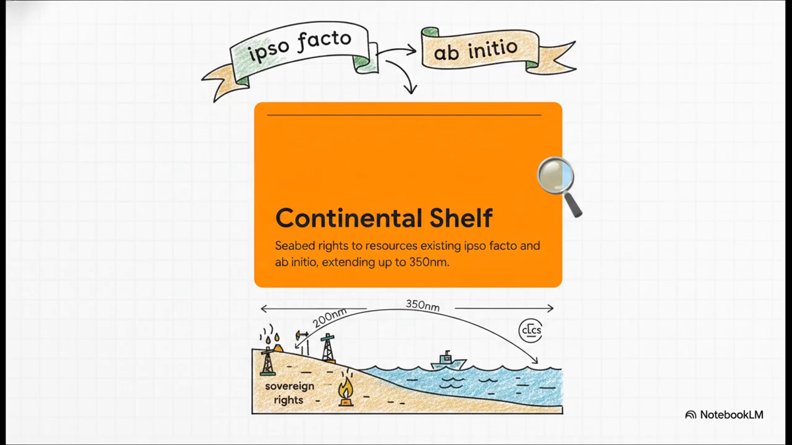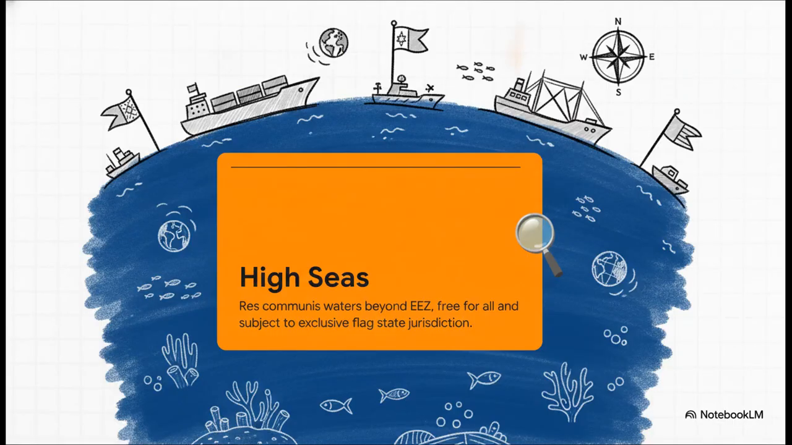It never has to officially claim it or occupy it. It's just inherently theirs. Above that seabed, in the actual water column beyond the 200 nautical mile EEZ, we reach the high seas. In international law, these waters are considered res communis, meaning they belong to everyone and no one. Out here, no single country owns the water. It is totally free for all for navigation, overflight, and fishing.